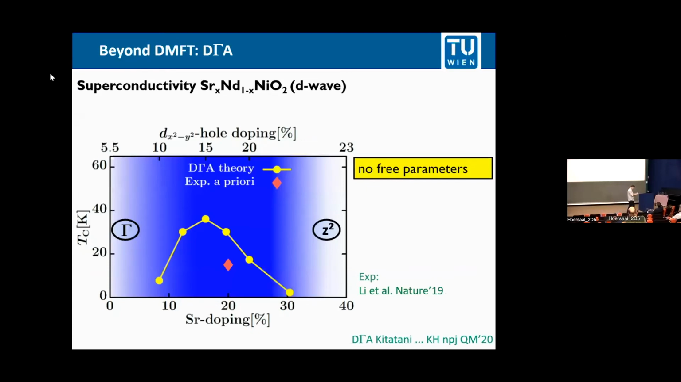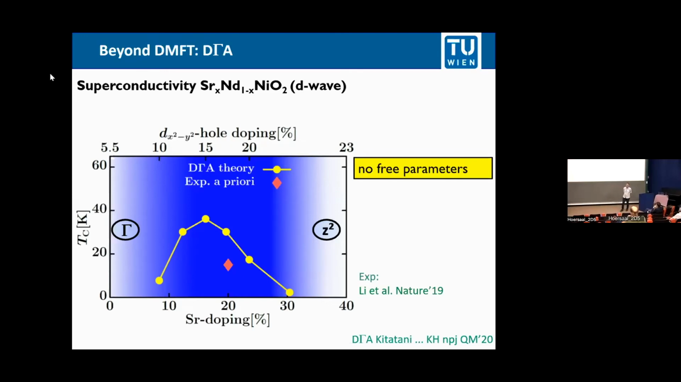And now what we do is we take this antiferromagnetic spin fluctuation, which gives rise to these spectral functions, and do, if you want, a one-step parquet. We plug them in once in the superconducting channel and calculate the superconducting TC as a function of strontium doping, where we have to calculate carefully, as I explained at the beginning, to translate the strontium doping to the actual doping of our correlated x squared minus y squared orbital.